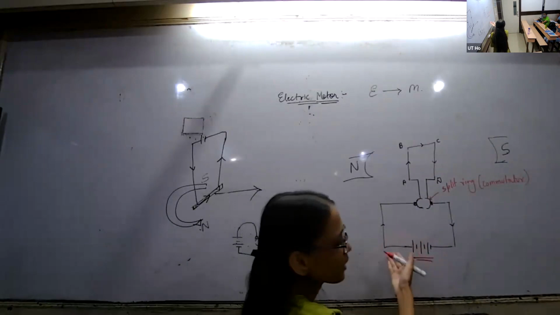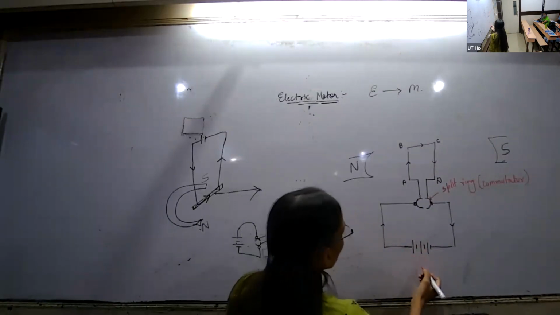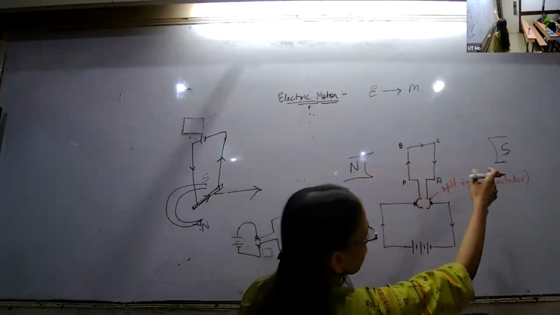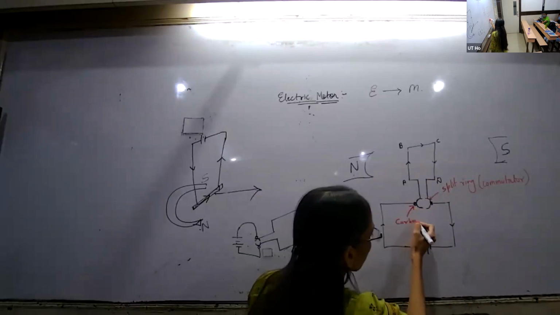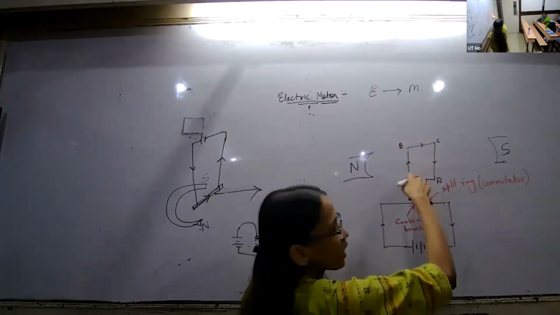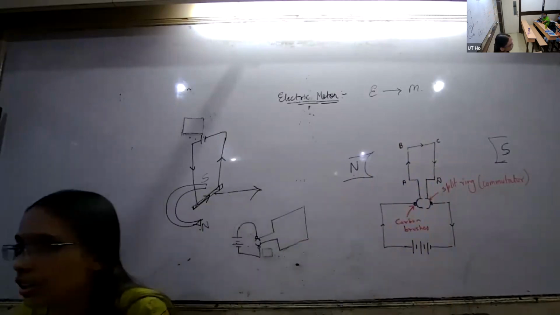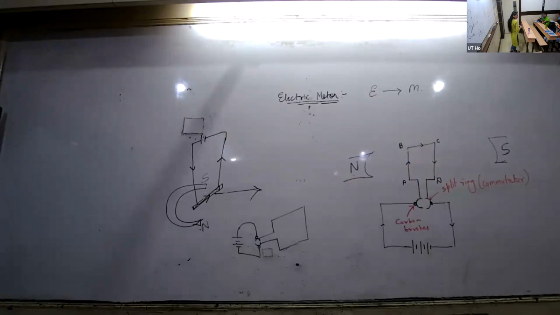In this diagram, what does this represent? DC power supply or battery. Okay, so this is your power supply. This is the magnetic field, and this is what? Carbon brushes. Okay, so this is carbon brushes, and of course ABCD represents what? It represents the coil which is going to rotate, okay?